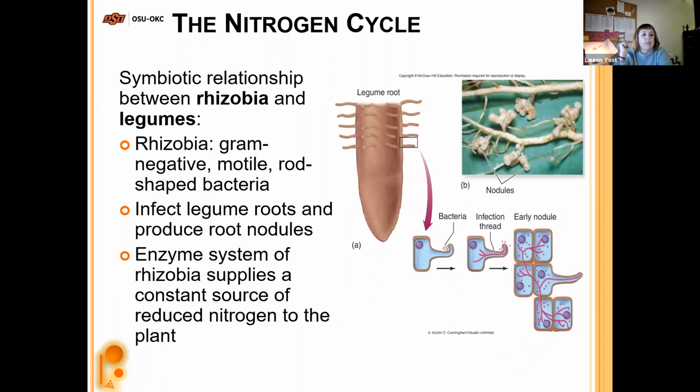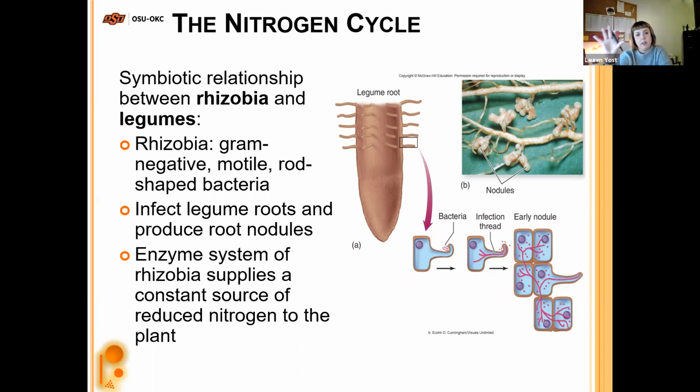Nitrogen cycle, we have a symbiotic relationship between rhizobia and legumes. Legumes being like beans, right? Rhizobia being bacteria, and they're gram-negative, motile, rod-shaped bacteria. I don't know why you need to know that, but there is the information about it. The legumes form these root nodules when they get infected with the rhizobia. They become symbiotic because the bacteria will convert the nitrogen in the soil to a usable form for the plant.